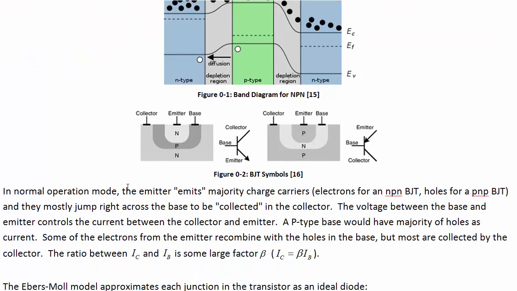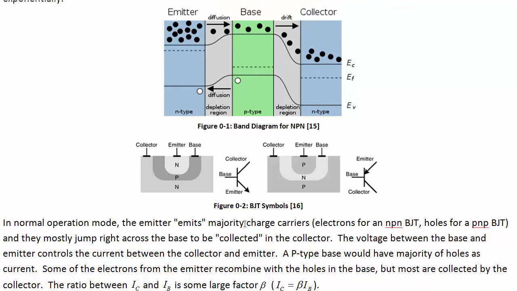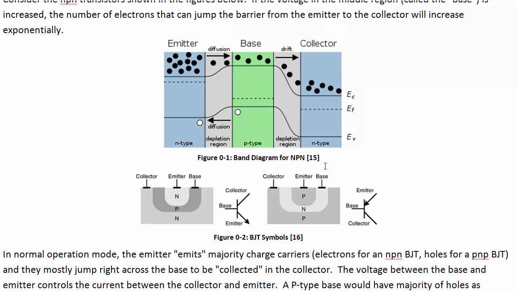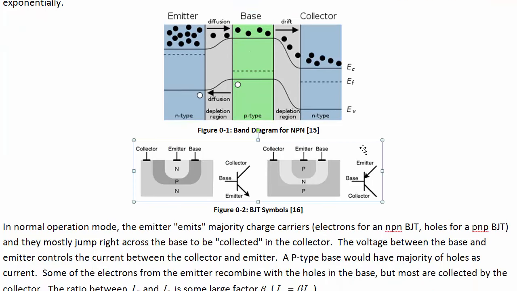The emitter is called the emitter because it emits the majority charge carrier. So for an NPN transistor, that means it's emitting electrons. So the collector current plus the base current is equal to the emitter current in either device. Just in an NPN transistor, we've got the collector and base current going into the transistor and the emitter current coming out, while for a PNP, it's the opposite. The emitter current goes in and the base and collector currents come out.